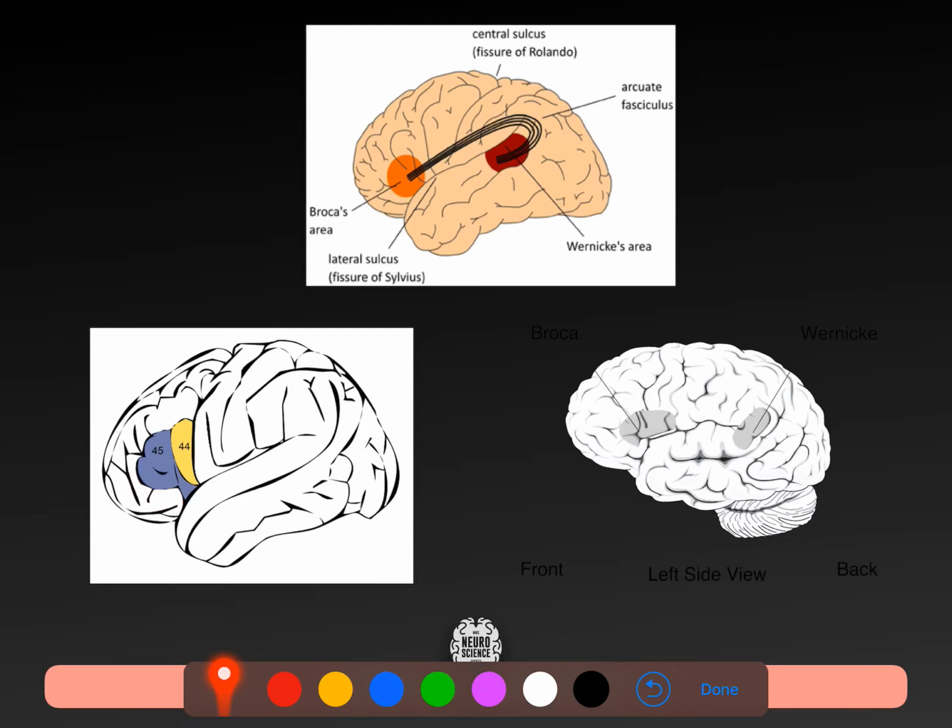Localisation of language and dominance. In almost everybody, even left-handed people, the left hemisphere is the quote-unquote dominant hemisphere, which means it's the fluent hemisphere. The definition of that is that it is the site of language reception and expression. We've already mentioned that Wernicke's area exists here: 39, 40, and 22 is the posterior part, and 44 and 45 form most of Broca's area.